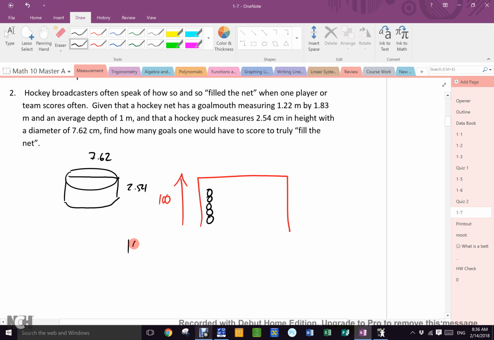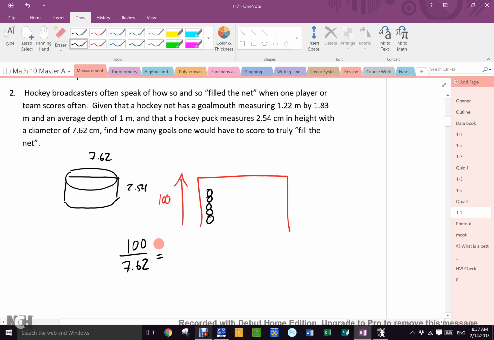Division. 100 divided by 7.62. And what does that give you? Those of you who didn't do it should probably be writing this down, because this is the type of question that shows me you understand math. It is a math class question. It's not a real life question, but it is a question that shows me you understand math.